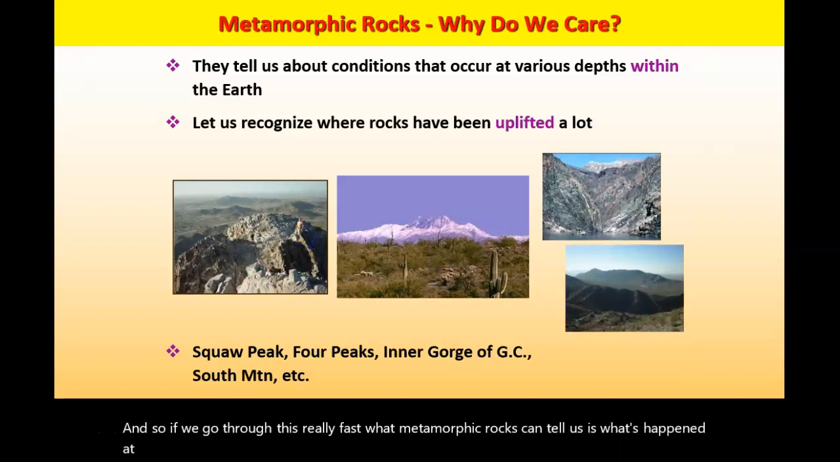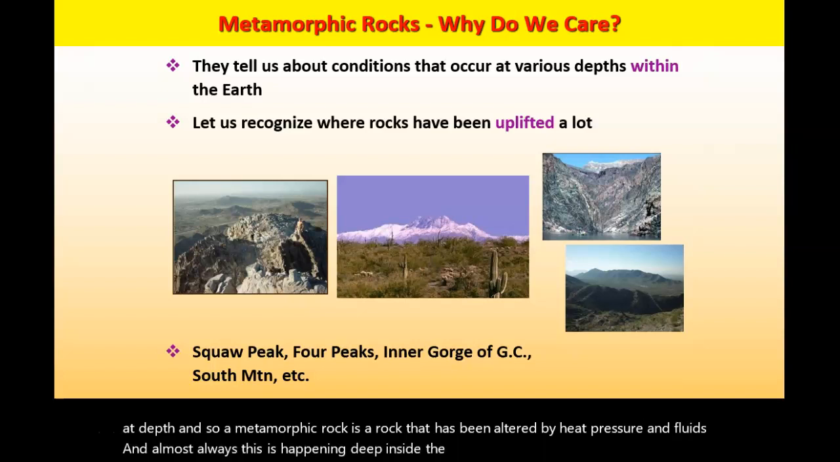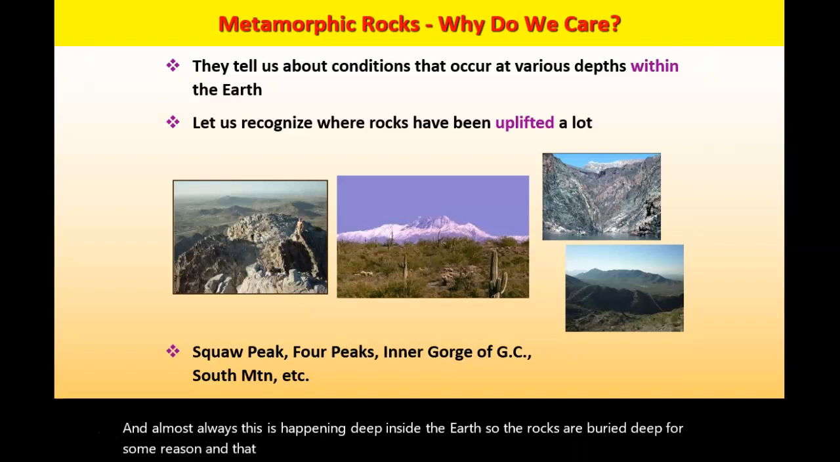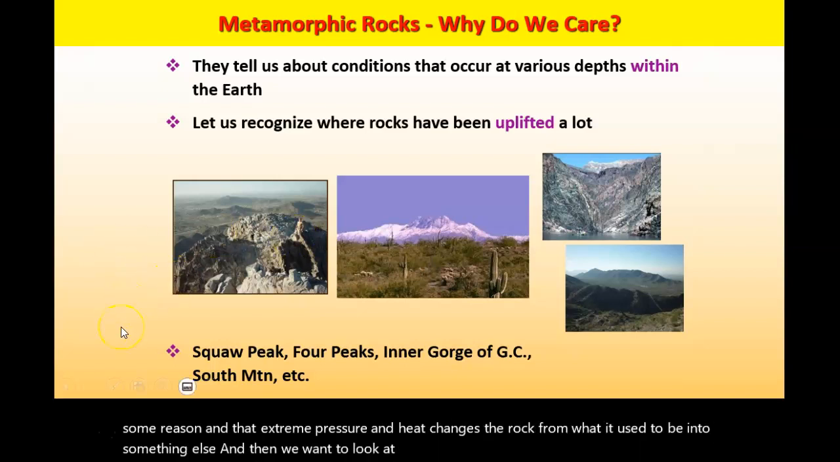And so a metamorphic rock is a rock that has been altered by heat, pressure, and fluids. And almost always this is happening deep inside the earth. So the rocks are buried deep for some reason, and that extreme pressure and heat changes the rock from what it used to be into something else. And then we want to look at it and be able to identify that.